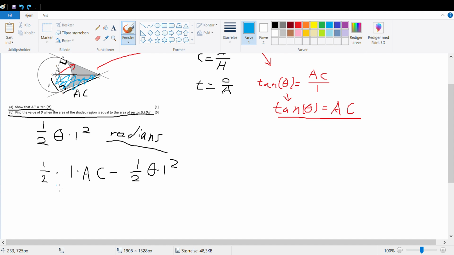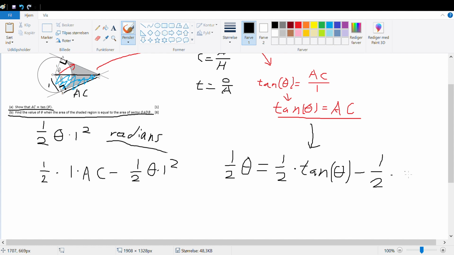So now all I've got to do is write up my equation. I'm going to go ahead and write in 1/2 theta times, I'm not going to write the 1 squared actually, because what is it if we have 1 squared? It's 1 times 1. That's the same as doing nothing, really. Then on the other side, I'm going to have 1/2, then times, I'm not going to have the 1, I'm just going to go straight to AC. But what's AC equal to? It's equal to tangent of theta. So all I need to do is put in tan theta over here, like so. And then I need to subtract 1/2 times theta.